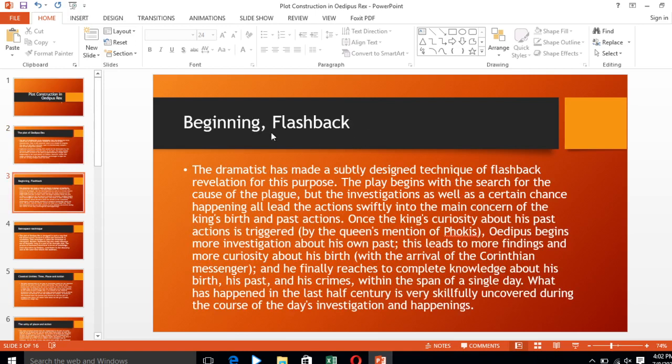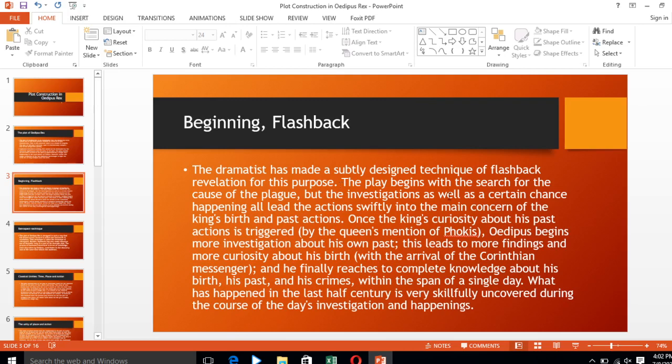In the beginning, the flashback technique is used by the writer. The dramatist has made a subtly designed technique of flashback revelation for this purpose. The play starts with the present time where Oedipus is standing in front of his palace, but then the writer refers back to his past and his birth and the story of Oedipus through flashback technique, and then the drama moves forward.